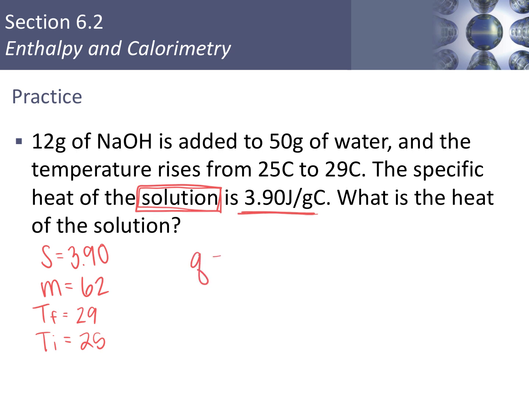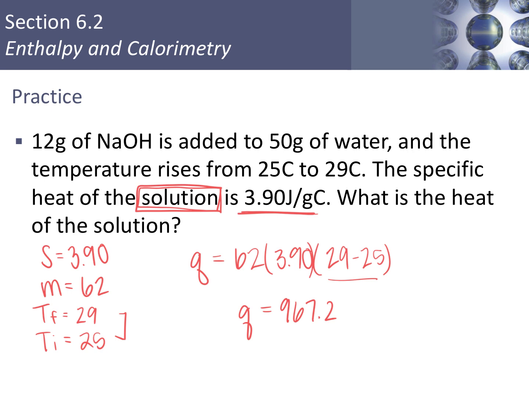Okay, so Q is equal to M times S times delta T. And could I do 29 minus 25 in my head and plug in 4? Absolutely, right? You can go ahead and speed that process up. But if you like to list them out and then put them in here, that works perfectly fine also. Yes. I got around here 967.2 joules. Are we in the ballpark there?